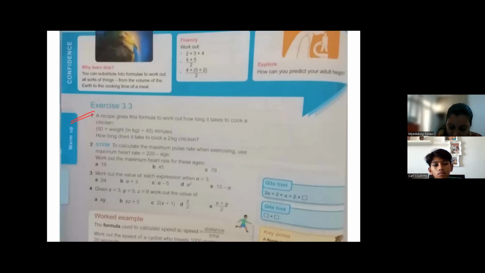Let's try the first one. A recipe gives this formula to work out how long it takes to cook a chicken. So the formula is 50 multiplied by weight in kgs, plus 40, and the answer will come in minutes. This many minutes it will take for the chicken to cook. What is the formula? 50 into weight plus 40.